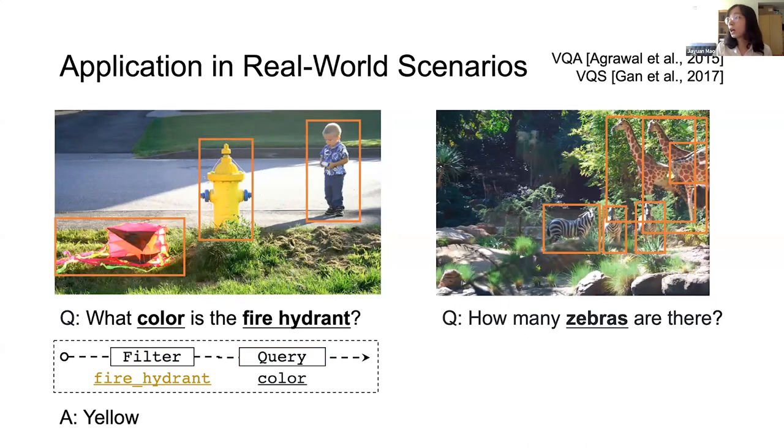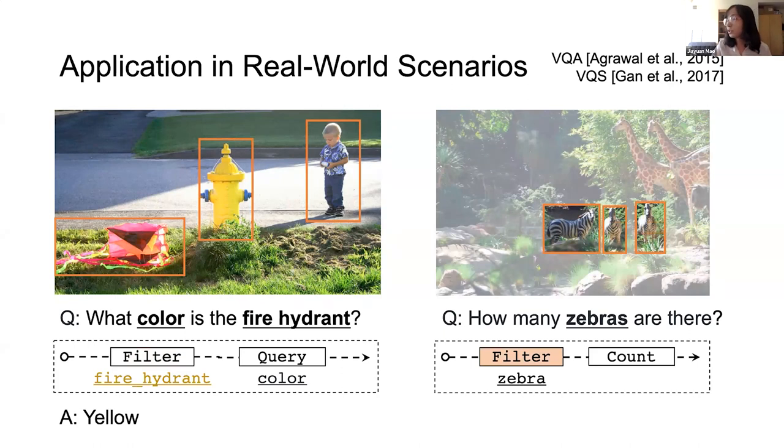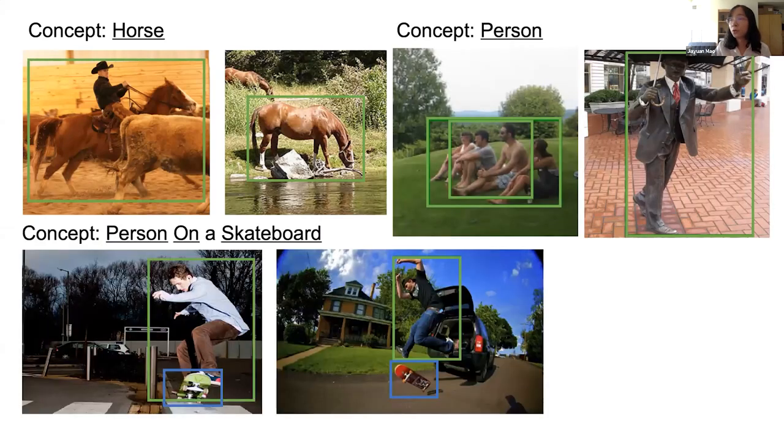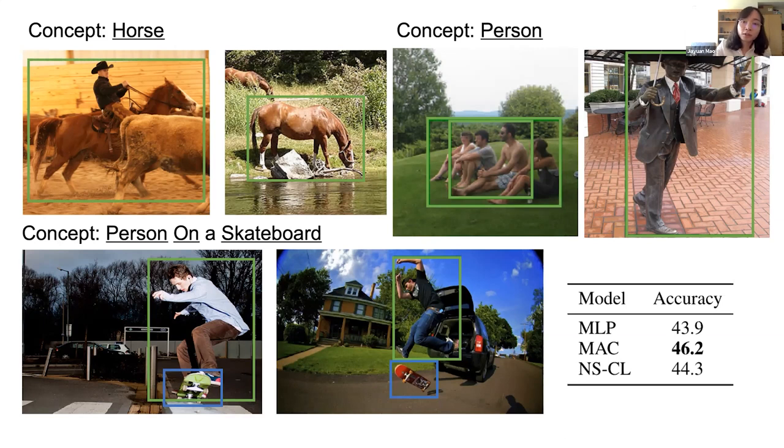We can also use this framework to learn how to count objects in the scene, like how many zebras are there. Again, we filter out all the zebras in the scene, and then we perform a counting over how many objects are selected, which gave us the answer 3. So the learned concepts can be easily transferred to other tasks. Here we show some examples of instance retrieval given just object level concepts and also relational concepts on this VQS dataset, like horse or person, or more complex, like a person on a skateboard. In terms of accuracy, our model is able to achieve a comparable accuracy with other baselines for visual question answering.